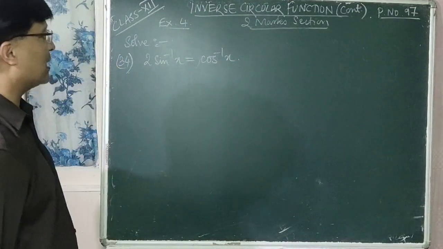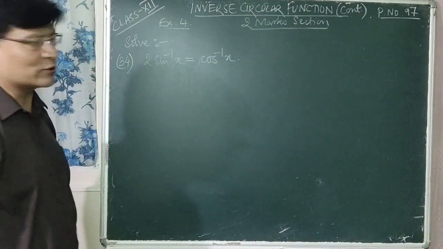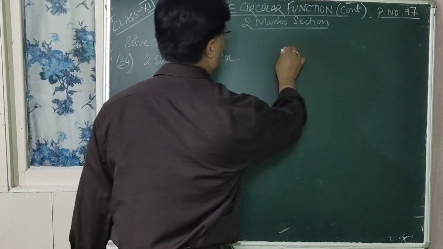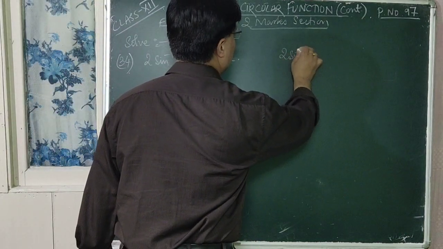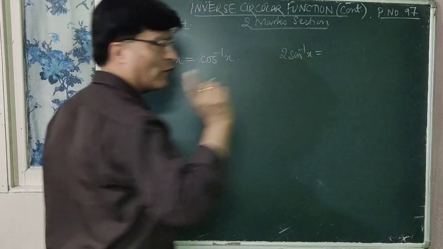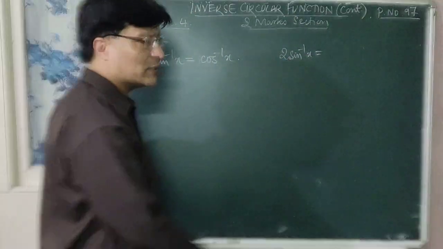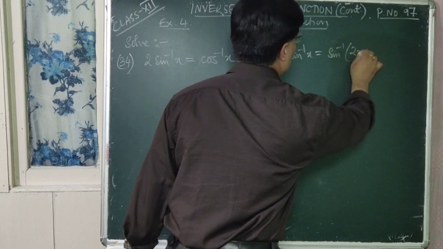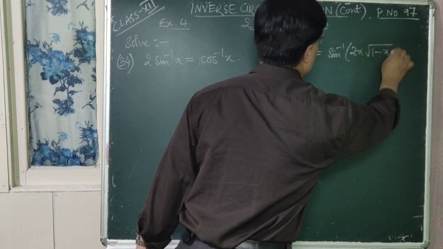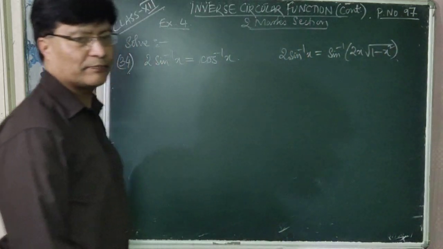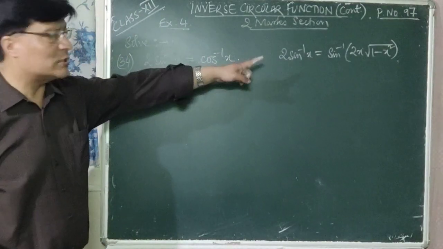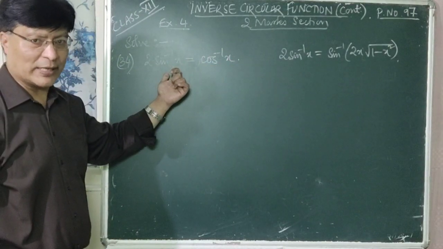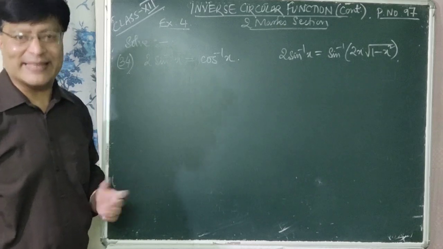In the first online class we did the formula, isn't it? Inverse of the function. That is 2 sin inverse x. It has two formulae. So which is the first one? It is sin inverse 2x root under 1 minus x square, right? But you cannot use this formula in this case, okay? Because cos inverse x is there.